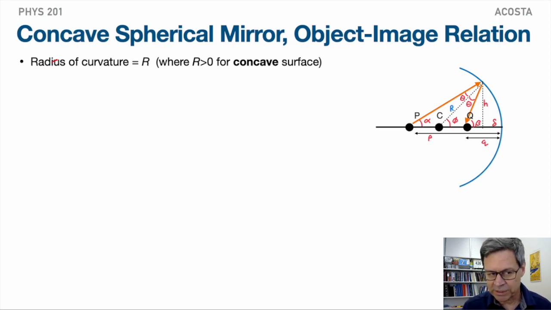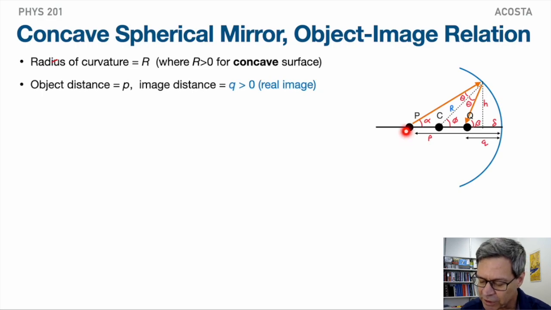Let's see how we can understand some relationships. But let me also first introduce the distance to the object. The object's placed at position P, and from the vertex of the mirror, that is the location along the optical axis where it meets the mirror, that distance we'll call P, so the object distance is P. And the image that we want to locate, we'll put at point Q, but that will be a distance Q from the mirror vertex here.